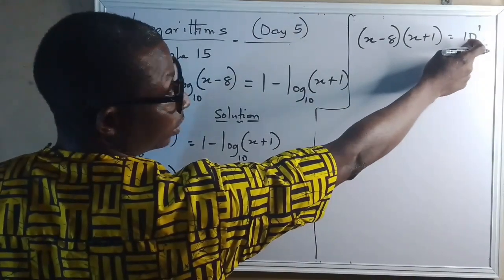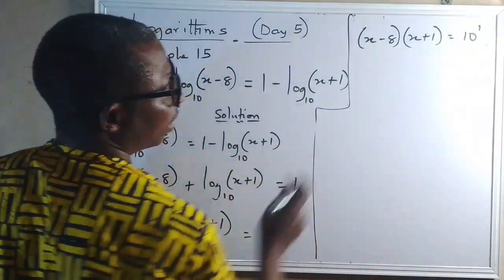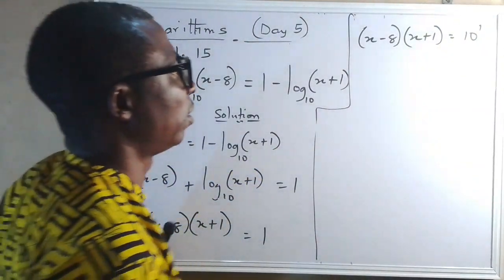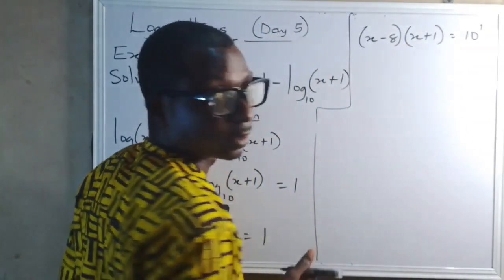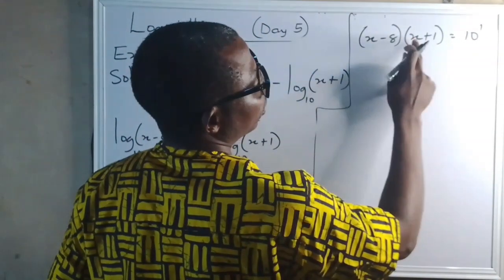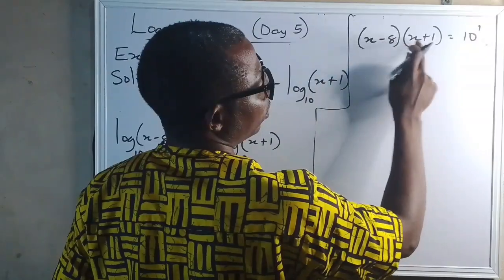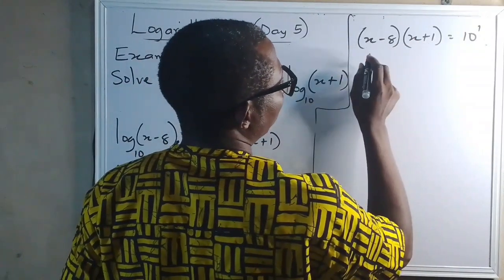So this is going to be the base, 10 will be the base, and we have the power as 1. All right? So now let's expand this. So x will multiply everything here, and 8 will multiply everything here. So now let's do that.